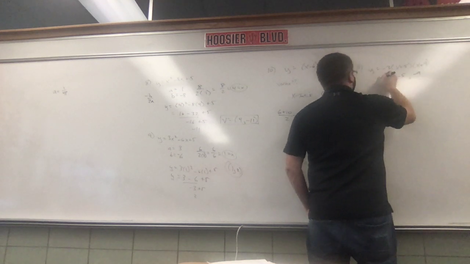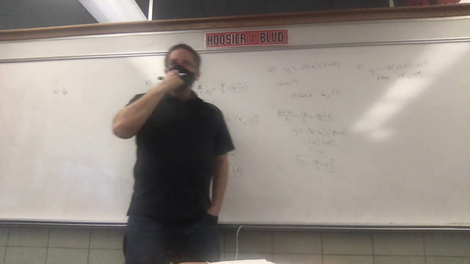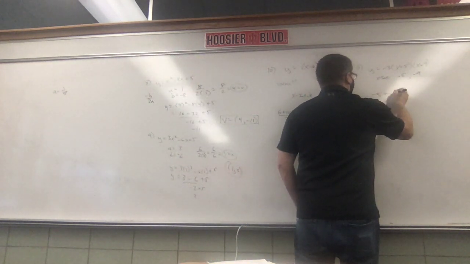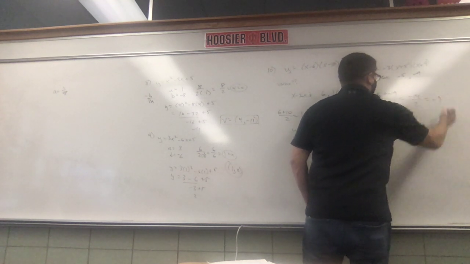Okay, those are the x-intercepts. So how do we find the vertex? Add them up and divide by 2. Negative 5 plus negative 9 is negative 14. Divide by 2, which is negative 7.